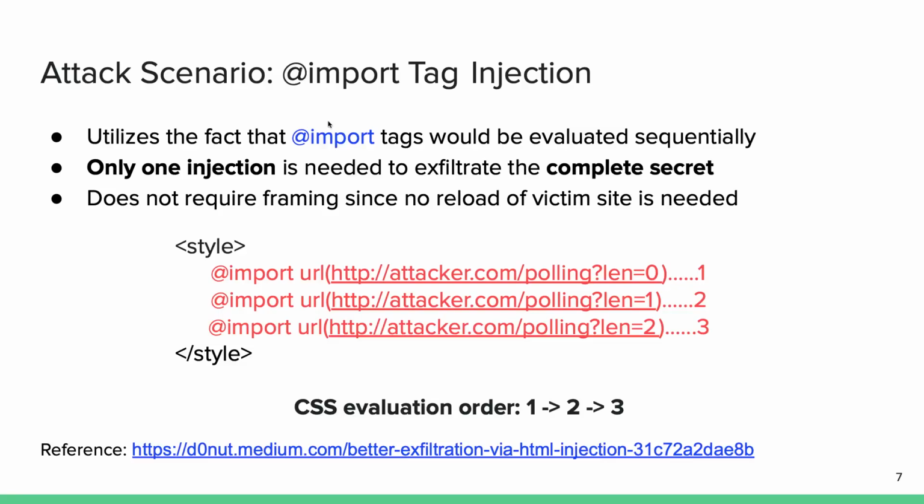The second type of secret exfiltration attack is import tag injection. It utilizes the fact that import tags are evaluated sequentially on some browsers. So now only one injection is needed to exfiltrate the complete secret, and it does not require framing. Let's say there is a style tag with 3 import tags in it. The browser will trigger 3 import requests to attacker.com. Instead of waiting for all 3 style sheets to be fetched, the browser will start evaluating the style sheet as soon as one of them is returned from attacker.com. So basically, it has a first come, first served characteristic.